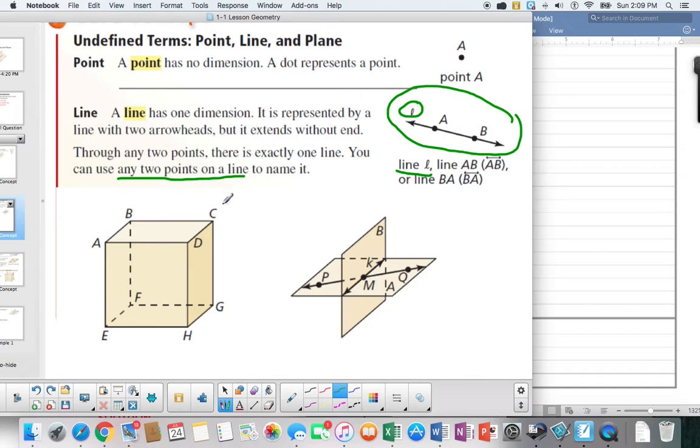Or you can reverse the order. For example, if I wanted to label this line right here, I would just choose 2 letters, T and C, and put the line symbol over. One more time. If I wanted to label this line, I would just choose 2 letters, E and H, and put the line symbol over. If I wanted to label this line right here, I would just pick out 2 letters. Now notice there are 3. Just pick out any 2 letters, say M and P, and put the line symbol over it.